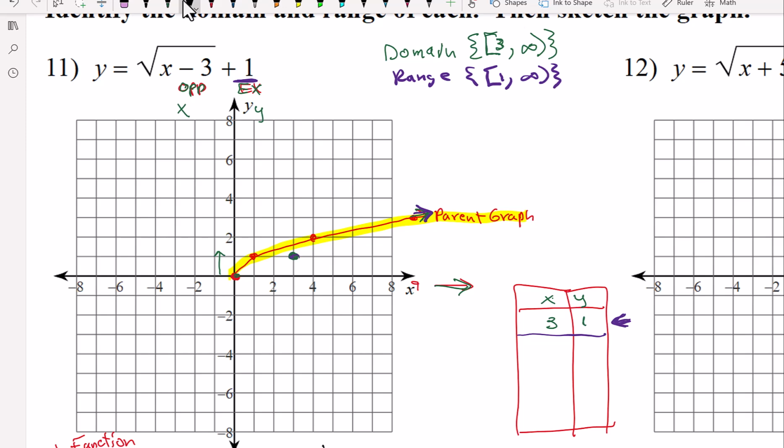Then, since on the parent table we went over 1, I'll go over 1. So it'll be 4. And when I put 4 in here, 4 subtract 3 is 1. The square root of 1 is 1. 1 plus 1 is 2. So we're at a height of 2.